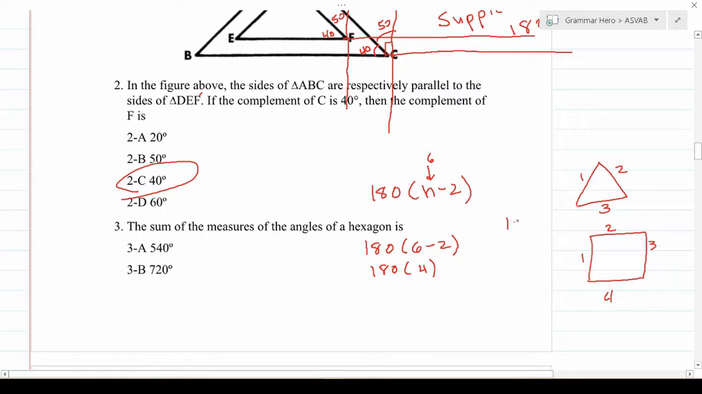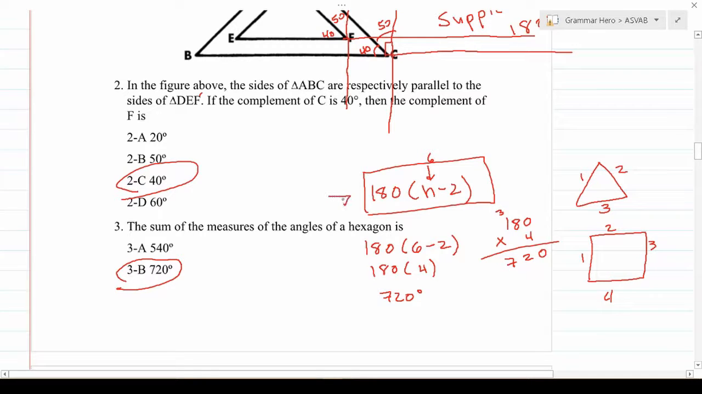Let's work that off to the side. 0 times 4 is 0. 4 times 8 is 32. Carry the 3. 4 times 1 is 4, plus 3 is 7. So we know 180 times 4 is 720. So we know the sum of the measures of the interior angles of a hexagon is 720 degrees. Again, just a formula that you should commit to memory. Not a hard one to remember either.